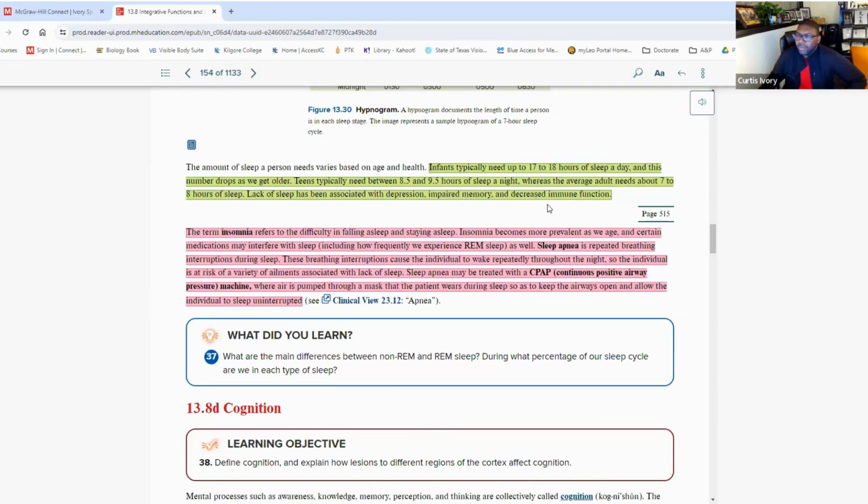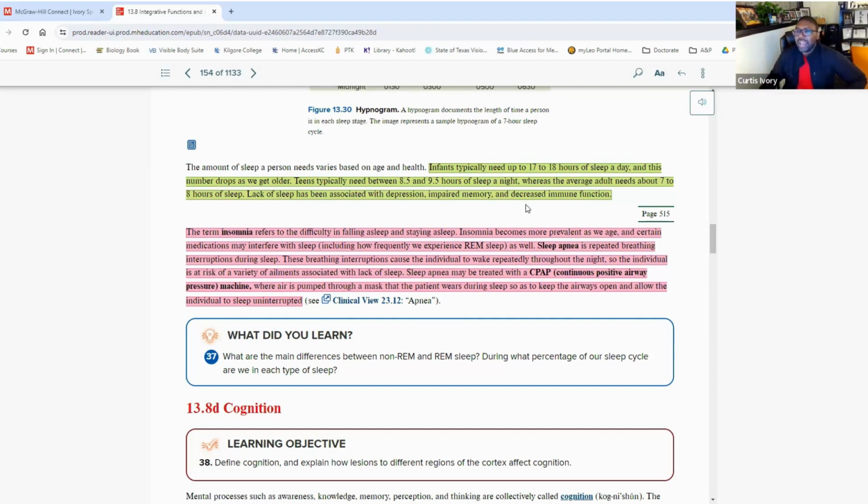Typically, I can operate on a good 4 to 6 hours. If I sleep more than that, I feel really groggy. You have to find a good balance. If you sleep too much, you feel really tired and groggy. If you don't sleep enough, you feel really tired and groggy. So you've got to find that nice medium between there.